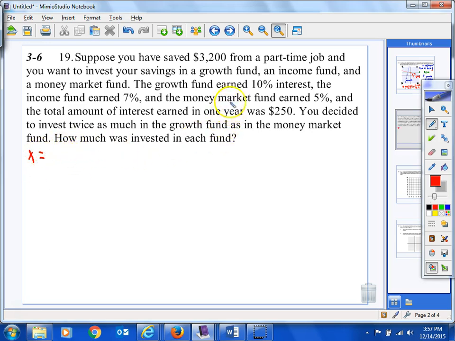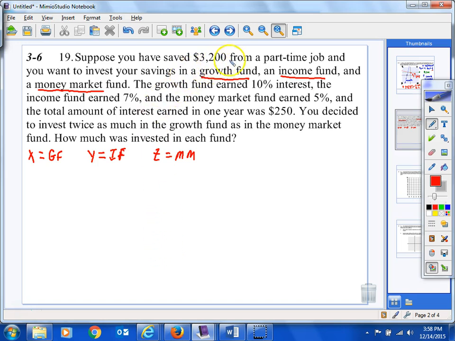I'm going to let x represent the growth fund, I'll just abbreviate GF. I'm going to let y represent the income fund, or IF. And I'm going to let z represent the money market fund. I'll just do MM. Okay, well, let's see what we're told here.